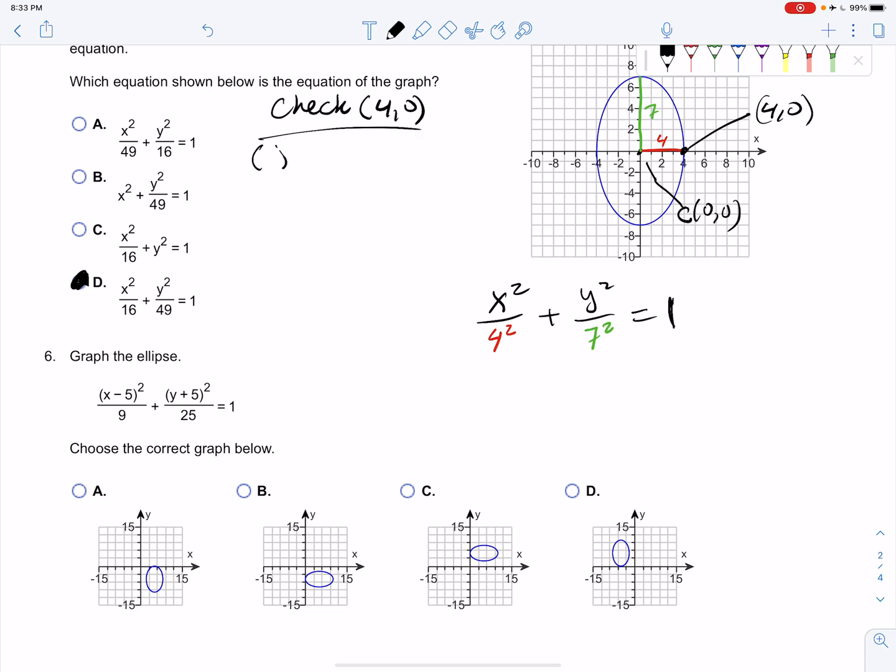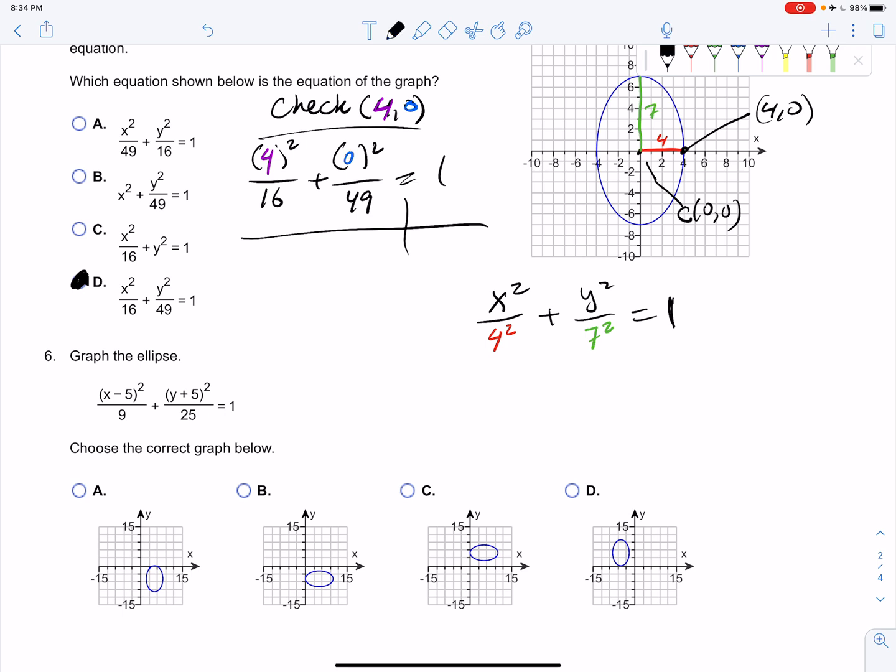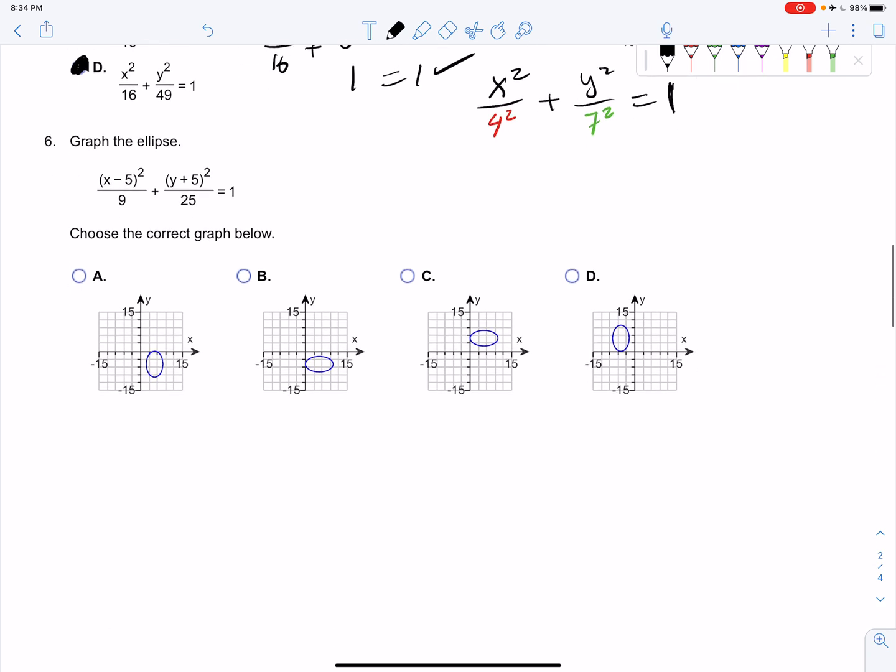So it's going to be x squared over 4 squared, which is 16, plus y squared over 7 squared, which is 49, and that's supposed to equal 1. So let's go ahead and check it. If I'm going to use 4 for x, and I'm going to use 0 for y, 4 squared is 16, so this is 16 over 16, plus 0 over 49, which is 0. 16 over 16 is 1. 1 equals 1. Yes, that point does work, and it is a point on my ellipse. Okay, let's do another one.